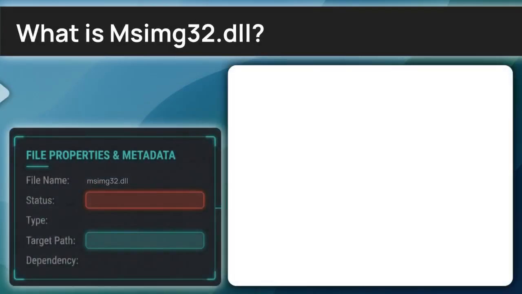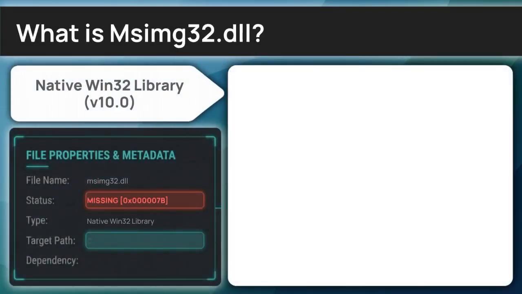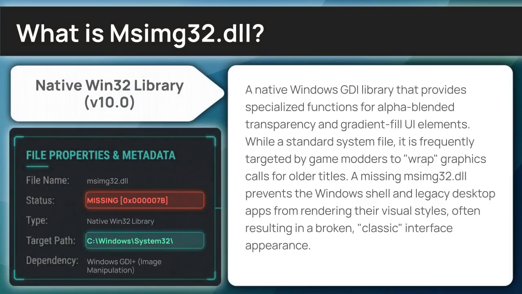This is the msimg32, a native Windows GDI library that provides specialized functions for alpha blended transparency and gradient fill UI elements. While a standard system file, it is frequently targeted by game modders to wrap graphics calls for older titles. A missing msimg32.dll prevents the Windows shell and legacy desktop apps from rendering their visual styles, often resulting in a broken classic interface appearance. Now let's dive into the solution, starting with a standard reinstallation.